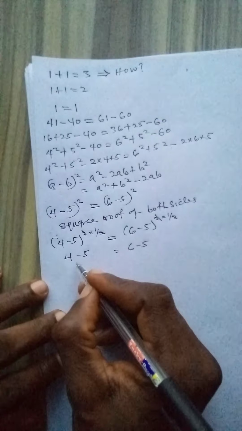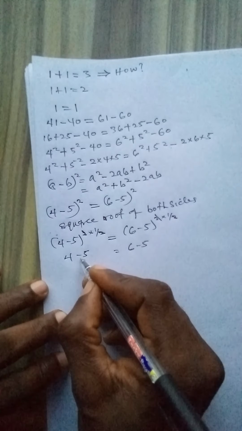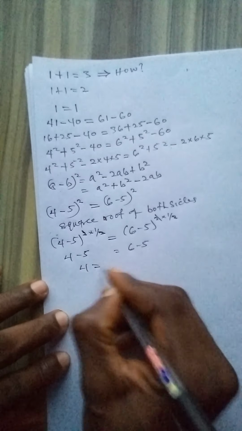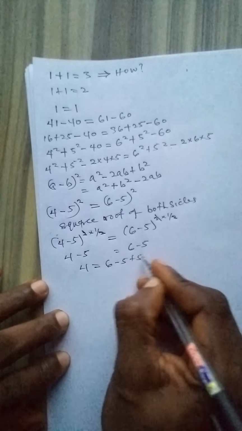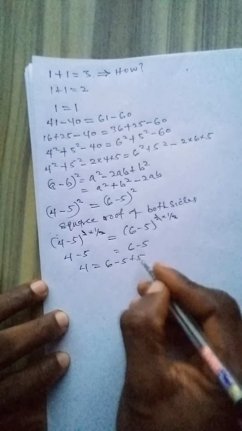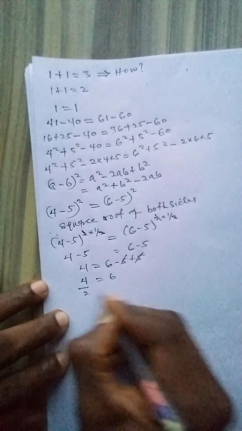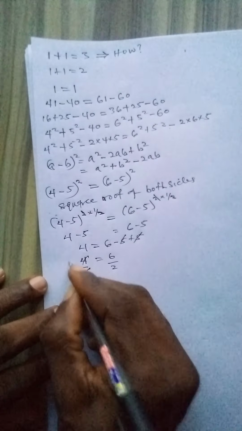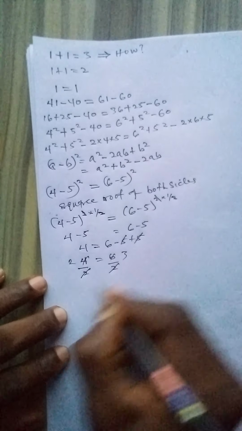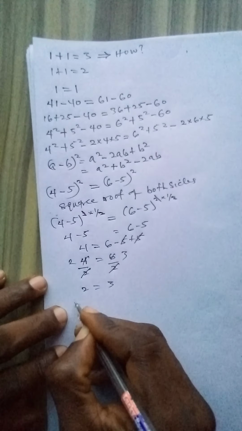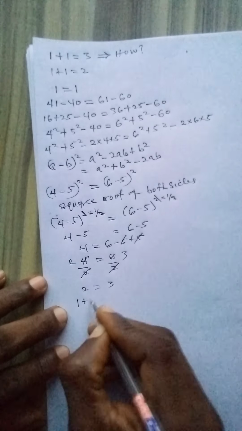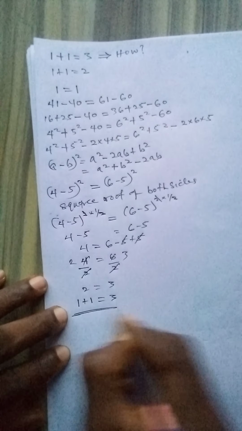Now, let me cancel the 5 out, or take this 5 to the other side. So 4 is equal to 6 minus 5 plus 5. Then this will cancel this. So I have 4 is equal to 6. I'll divide them by 2. 4 divided by 2 is 2, 6 divided by 2 is 3. So 2 is equal to 3. 2 can be expressed as 1 plus 1, which is 3.